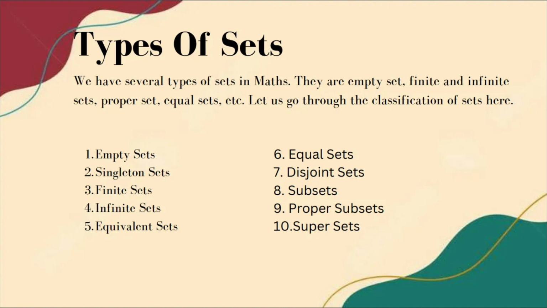Universal set. A set which contains all sets relevant to a certain condition is called the universal set. It is a set of all possible values. For example, set A has 1, 2, 3, and set B has 2, 3, 4, 5. Then the universal set will be U equals {1, 2, 3, 4, 5}.